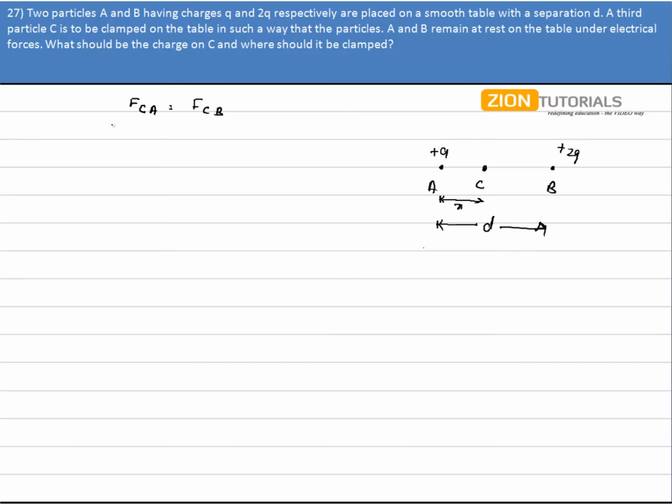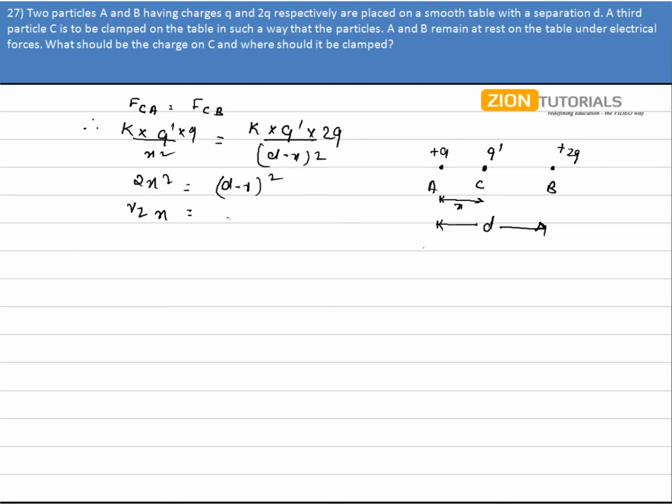So just substitute the formula. Let the charge on C be Q dash. K into Q dash into Q divided by X square is equal to K into Q dash into 2Q divided by D minus X whole square. On solving this equation I get 2x square is equal to D minus X whole square, that is root 2 x is equal to D minus X.